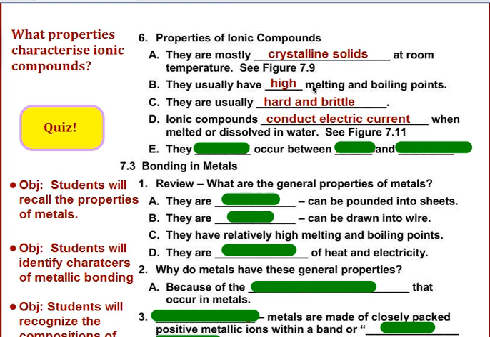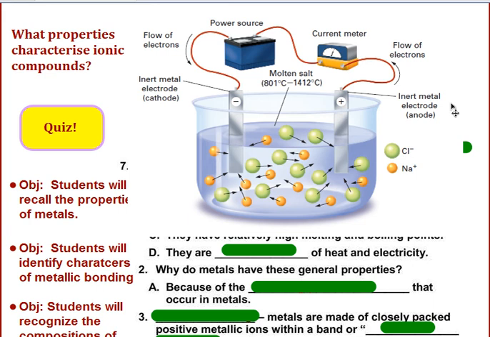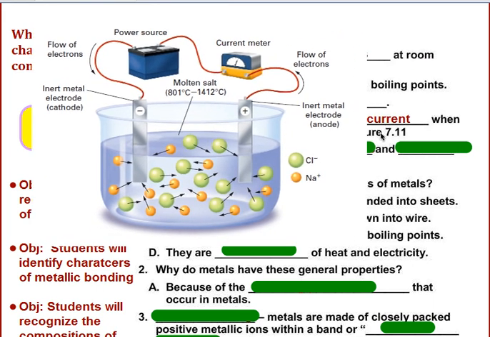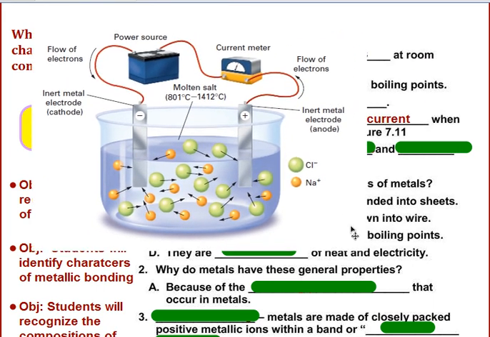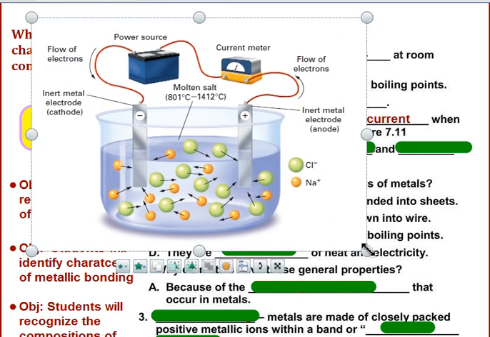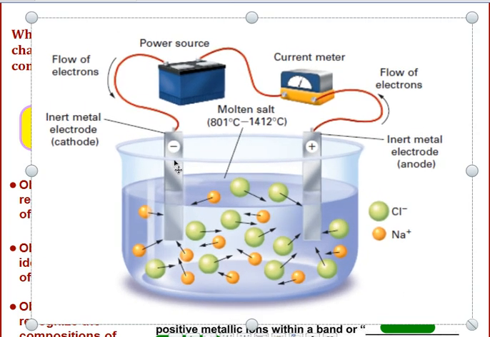You're asked to go look at figure 7.11, but of course I am too kind for you guys, so I will show you figure 7.11. And lo and behold, this is molten salt. Now it's really hot. However, when it's this hot, that means that the ions are free to float around. And if we hook it up to a power source, like say, a car battery, the flow of electrons is going to go one direction.